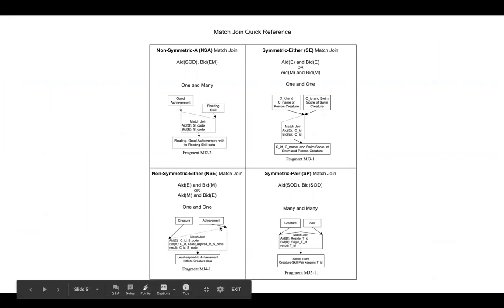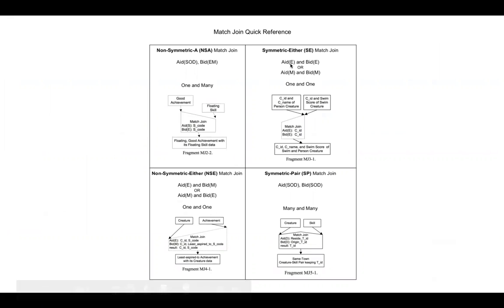Finally, there's a not symmetric either shape. So in the symmetric either, we had AID of E and E. You can also get it from M and M, which means taking the full identifier plus additional columns to do the matching. You get the same result either way because it's including the whole identifier, so you can only match once per row. The not symmetric either case is interesting because in that case, we're actually doing an E on one and an M on another.